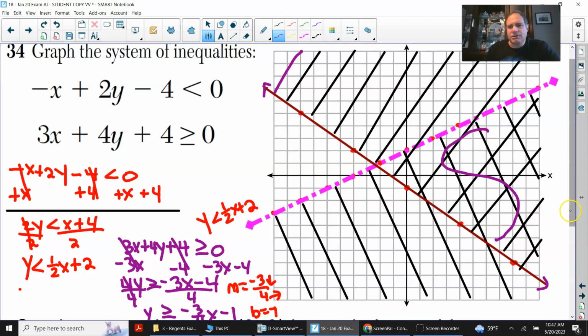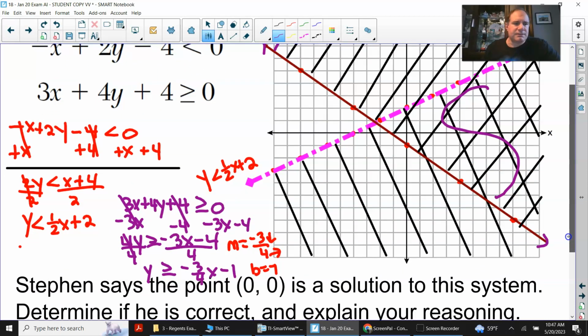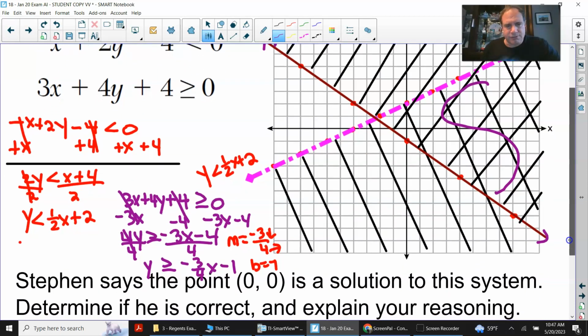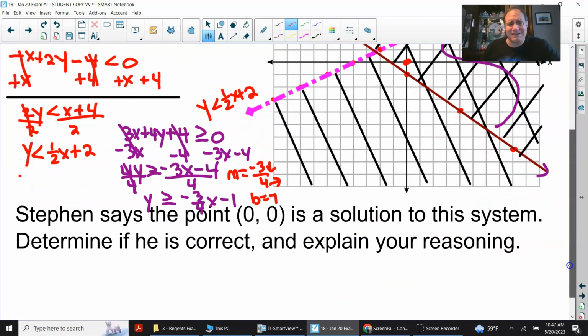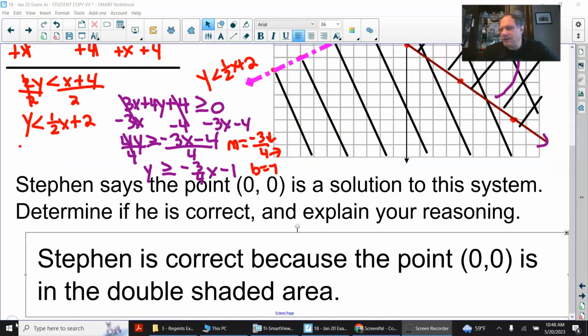And the second question, it says, Stephen says that the point (0, 0) is a solution and determine if he's correct. So I'm going to put (0, 0) on the graph, and the (0, 0) is a part of the solution. It is in the double shaded area. And that's all you have to say about that.